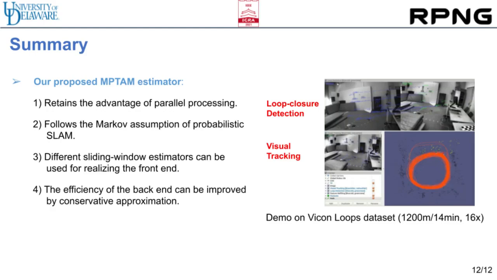At the end, we want to summarize the properties of our proposed MPTAM estimator. First, it retains the advantage of parallel processing for efficiency, and it follows the Markov assumption of probabilistic SLAM in order to improve the accuracy. Also, different sliding window estimators can be used for realizing the front end, which demonstrates its versatility. And although the backend is able to run at a lower frequency, we can also improve its efficiency by using some conservative approximation.